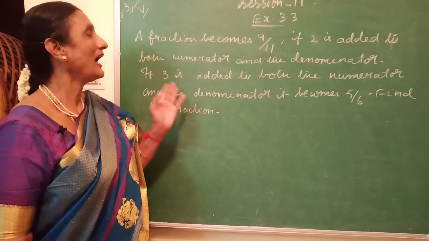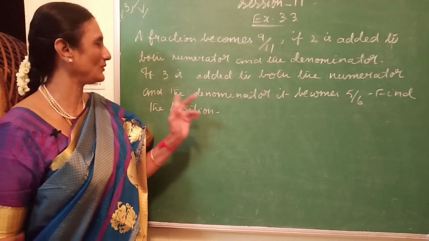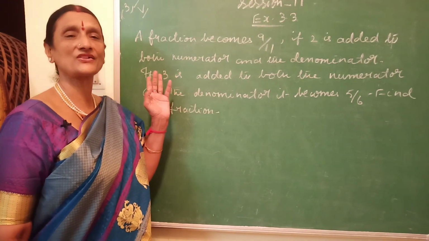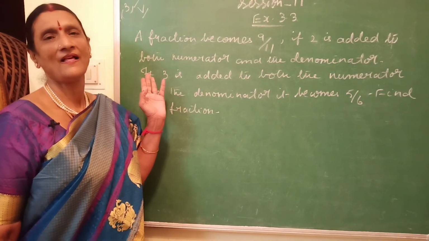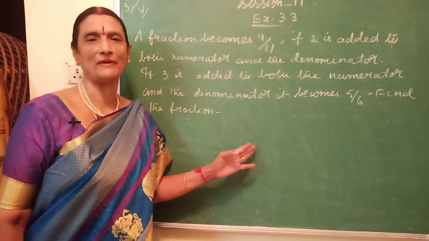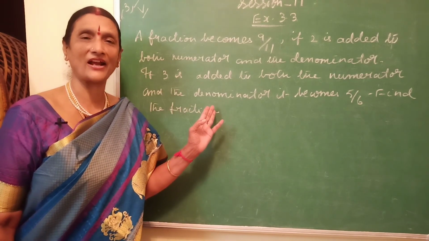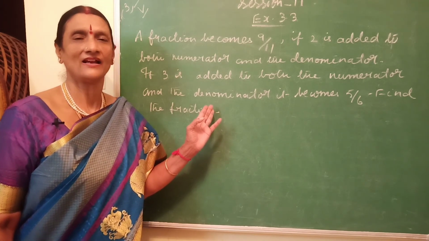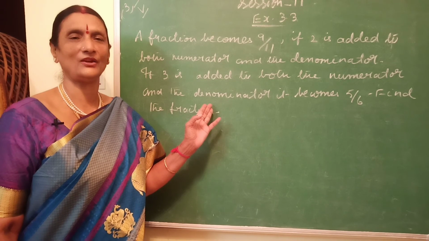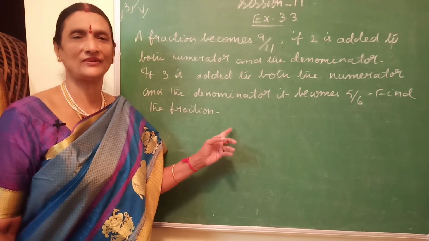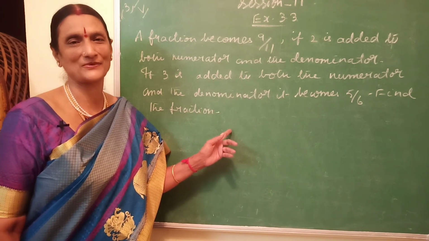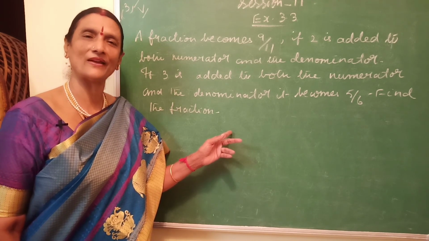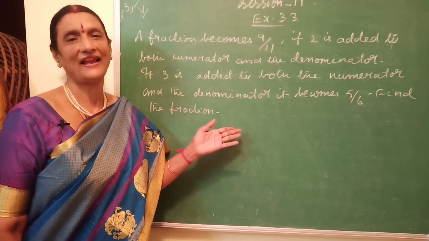Is it understood? And similarly, if 3 is added to both the numerator and the denominator, it becomes 5 by 6. Second situation: x plus 3 divided by y plus 3 is equal to 5 by 6. So whenever you get a fraction equation, you have to cross multiply and transpose the terms. If you do it, you will get a linear equation for the first situation and for the second situation, and we have to solve by the substitution method and get the values of x and y. Once you get the values of x and y, we have to get the fraction as x by y.